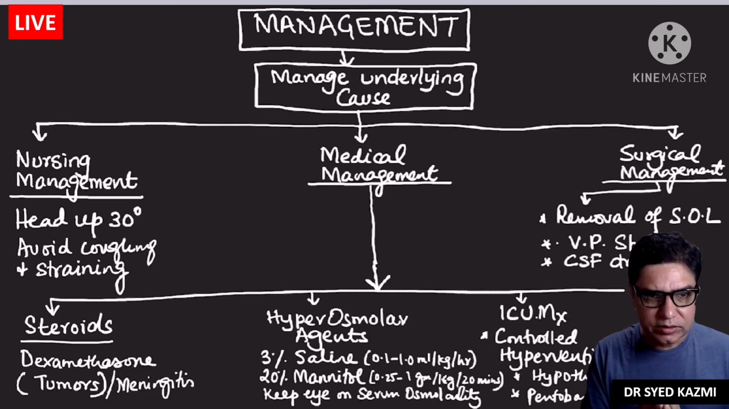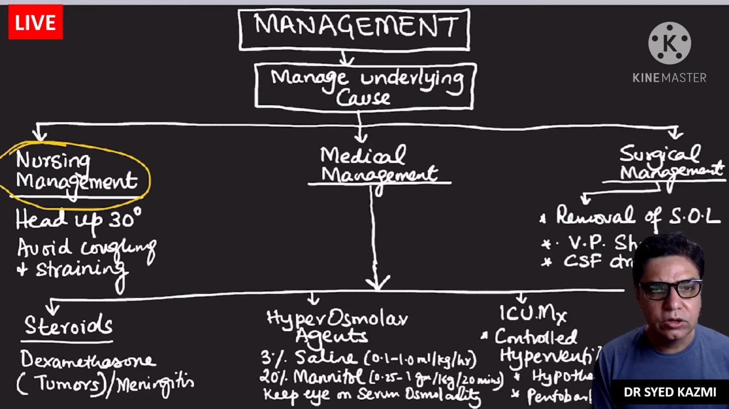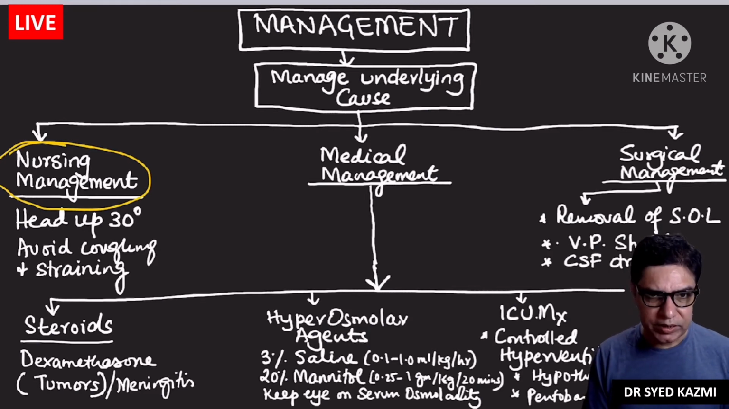With that come three domains: the nursing management, the medical management, and the surgical management. The nursing management is primarily the domain of the nurses. These patients, whether they are in the medical unit, the pediatric unit, or intensive care, should be kept head up at 30 degrees. Obviously, you can't keep the head down because, because of gravity, all the blood flow would go towards the brain, and it would aggravate the brain edema and lead to further increase in intracranial pressure. So you need to keep the head up. 30 degrees is the recommended angle.